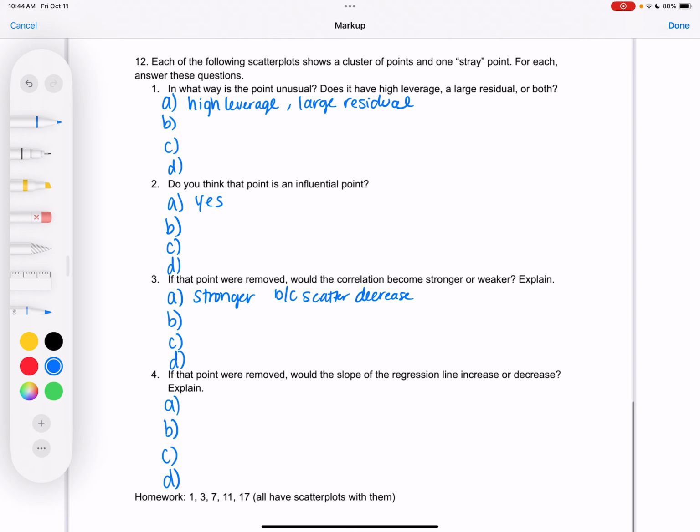Which one? Increase. It would go up a lot faster than it currently is. Because if we have that in there, the slope's probably going to be something kind of like that. But if I remove that point, it's probably going to be more like that.